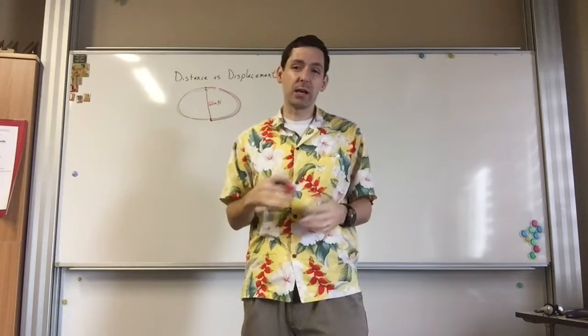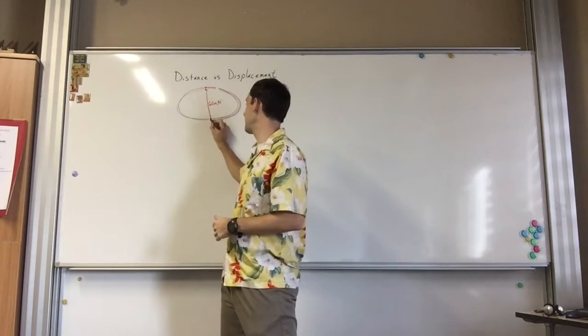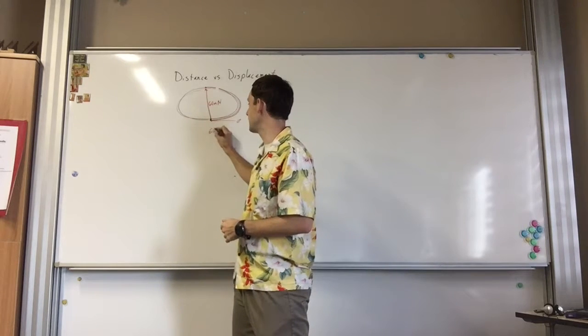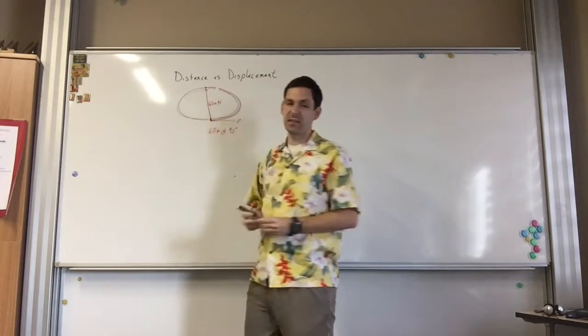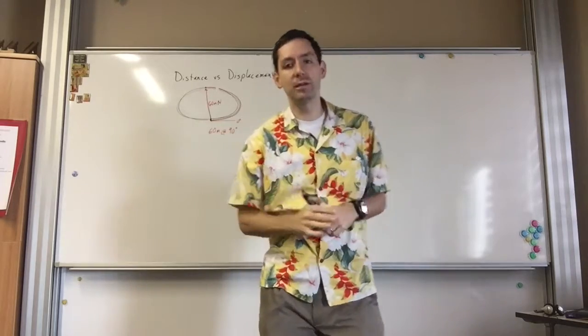Now, in fact, we're usually not going to use north, south, east, west. Most of the time we'll just use angles. And so if we define the horizontal as being 0 degrees, we could say that that would be 60 meters at 90 degrees, saying that it went straight up from our point of view. All right, so that's the idea between distance and displacement.